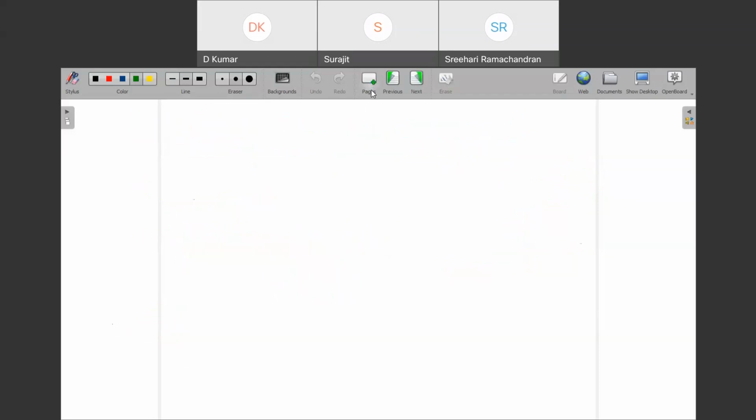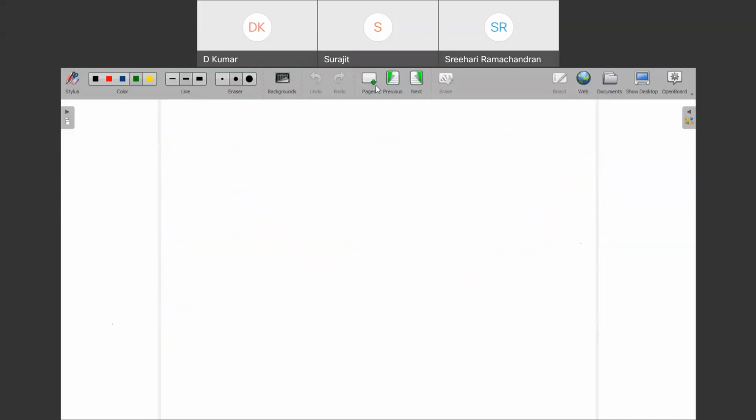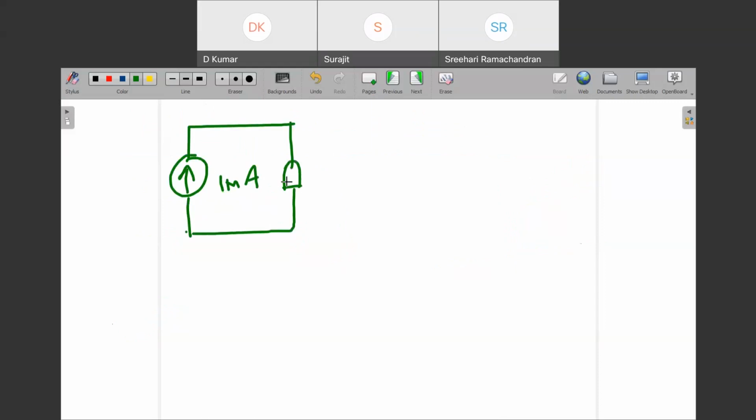Also, the resistance of the current source should be high, na? Definitely the internal resistance of the current source is high, right? Not input, we will call it internal resistance. Yes. So I want a good current source like this. Suppose this is a current source of 1 milliampere, okay, and there is a load connected to it, right?